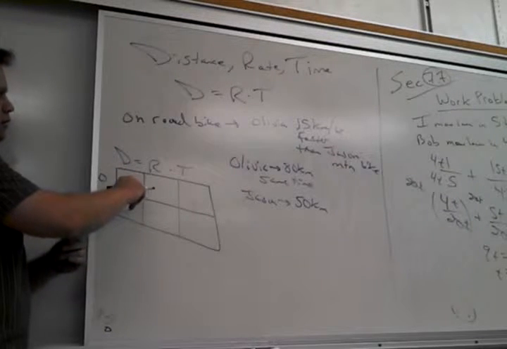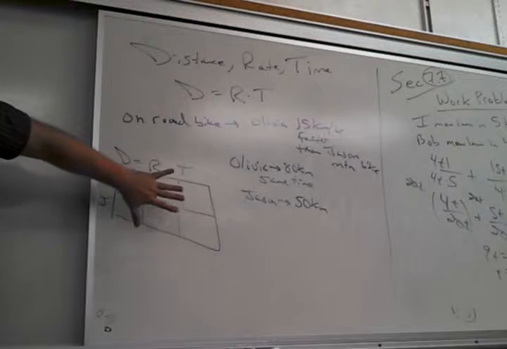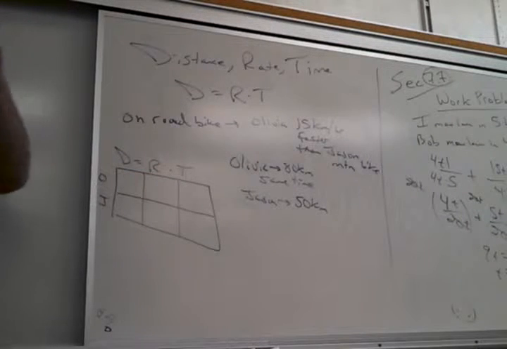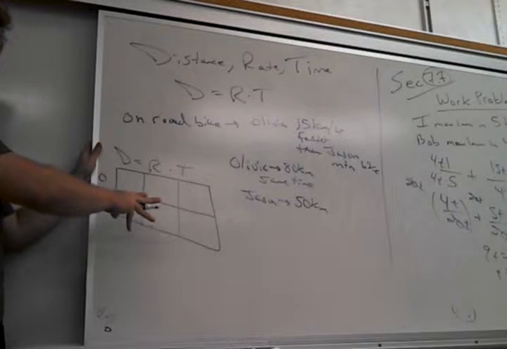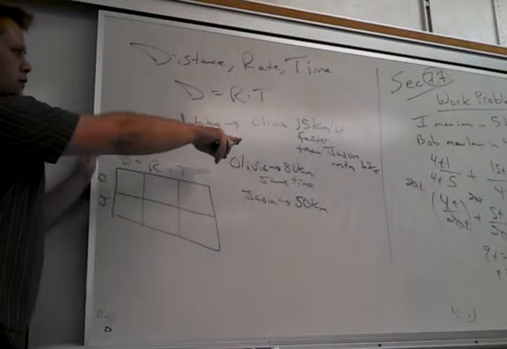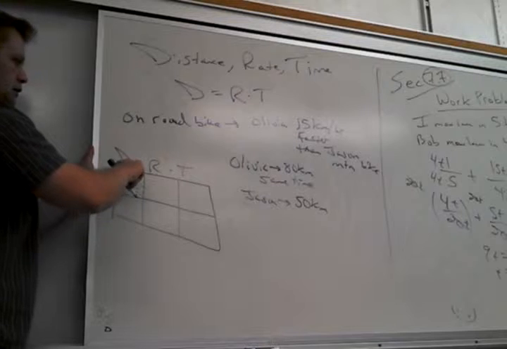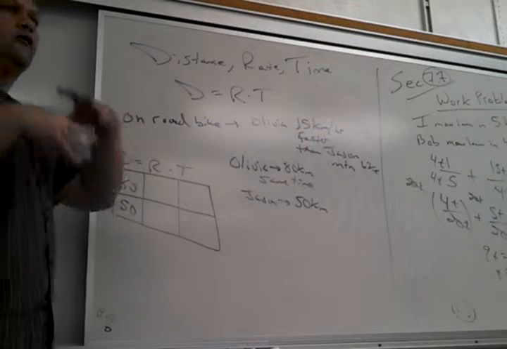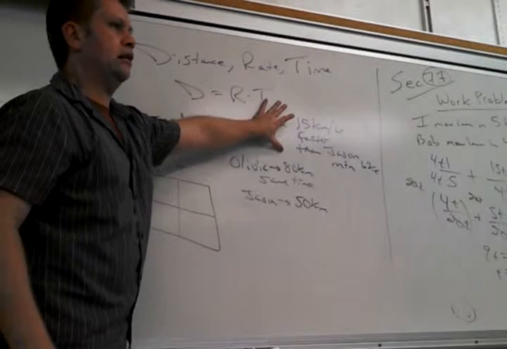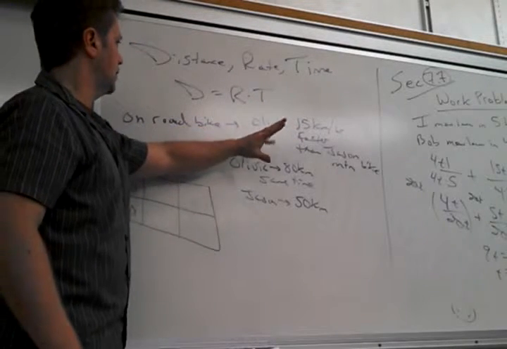You weren't alive then. So I just start filling in this. The nice thing about this chart is it organizes my stuff. What do I know for sure? What do I know, no question? Olivia went 80 kilometers, so that's distance. And at the same time, Jason went 50. Now I get into the stuff I don't know for sure, but I at least know the math behind it, right? So what is it that I don't know?